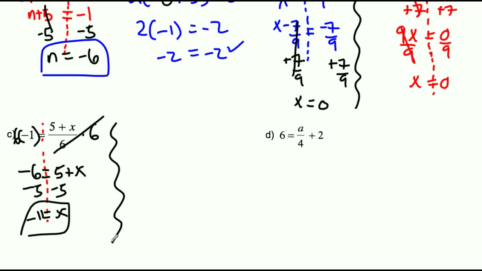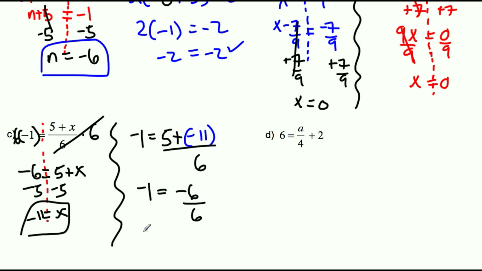We'll check our answer right here for this guy. Is it true that negative 11 equals 5 plus negative 11 all over 6? Okay, so all I did right now is I replaced x with negative 11. Let's see if the left side equals the right side. So is negative 1 equal to 5 plus negative 11 is negative 6 all over 6? And is negative 1 equal to negative 6 divided by 6, which is negative 1? Bing! That is true. Whoop, there it is. So it does work.